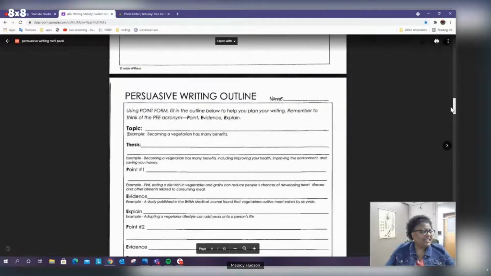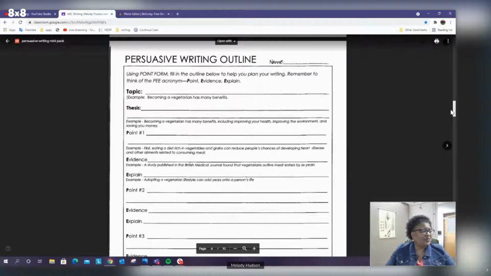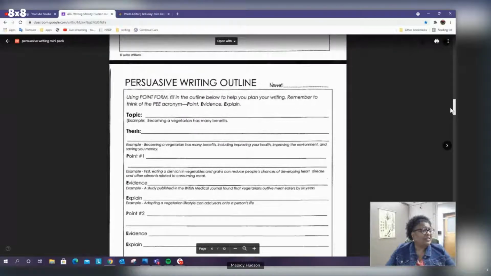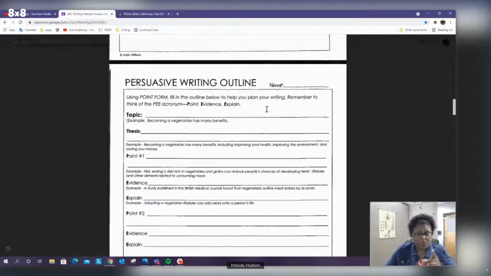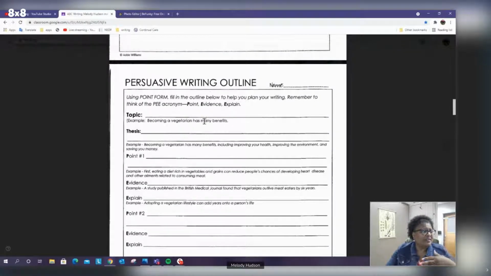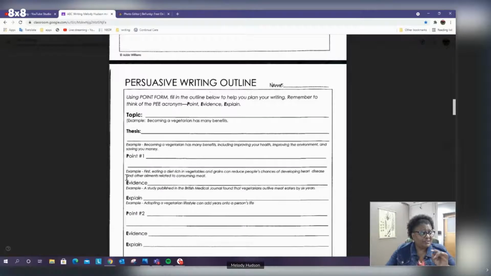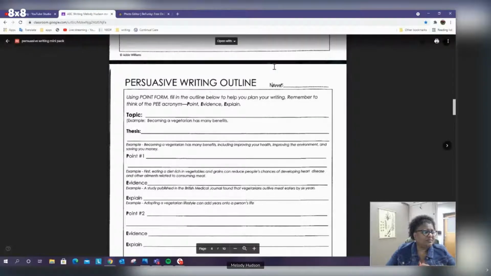And then this is what your outline using this form is going to look like. So this is what one looks like using the point form, where you're going to make your point and give your evidence and then explain. So here's the topic: becoming a vegetarian has many benefits. And this is your main idea. For example, becoming a vegetarian has many benefits, including improving your health, improving the environment, and saving you money. Here's point one. First, eating a diet rich in vegetables.